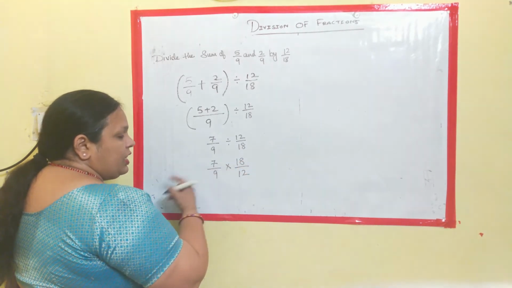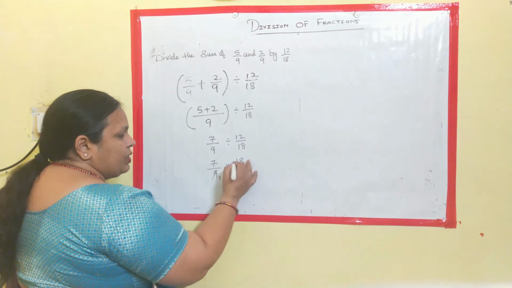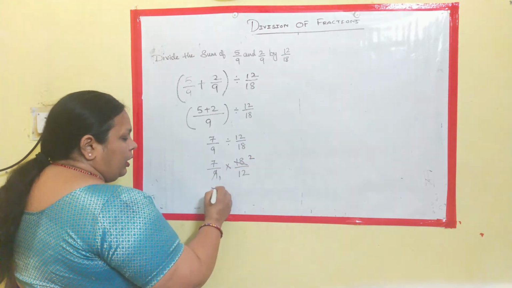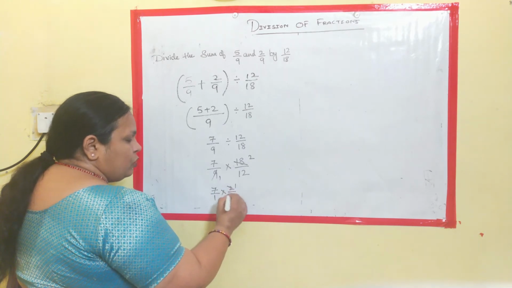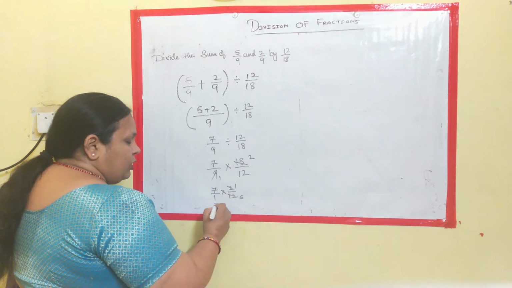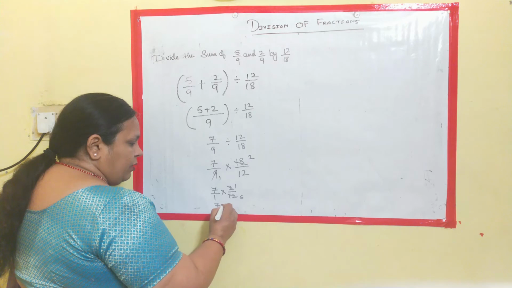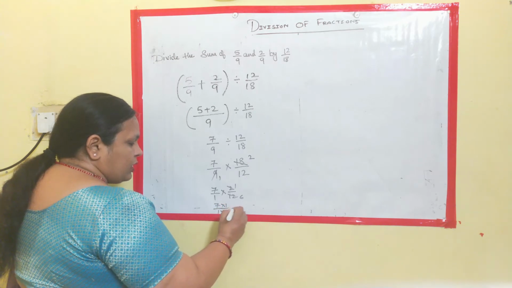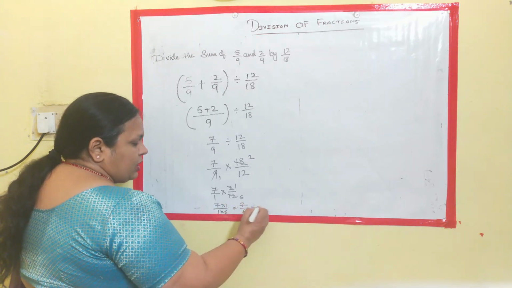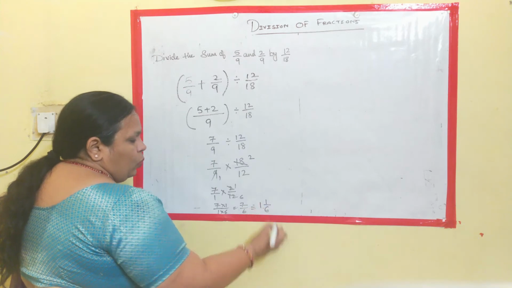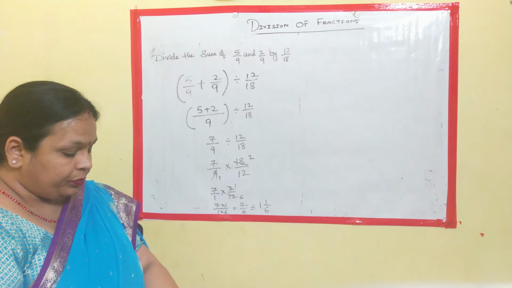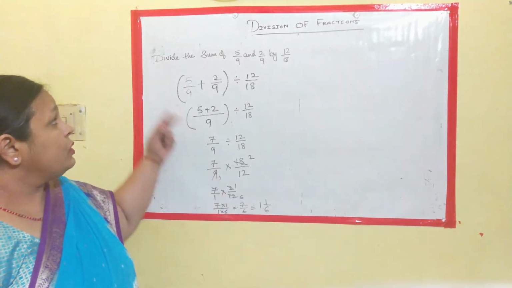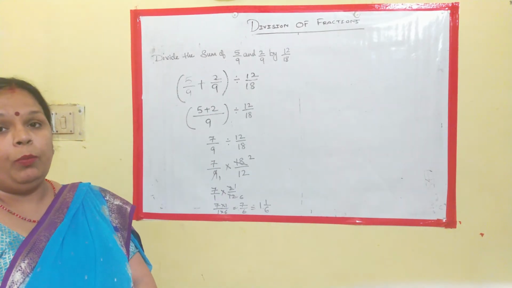When this becomes 18 upon 12, this is 9 ones are 9 and this is 9 twos are 18. Clear? Then 7 by 1 into 2 by 12, that is 2 ones are 2 and 2 sixes are 12. So we have the answer as 7 into 1 and 1 into 6. That is 7 by 6 and the answer is 1 and 1 by 6. Clear? So in this way we need to solve our problem.